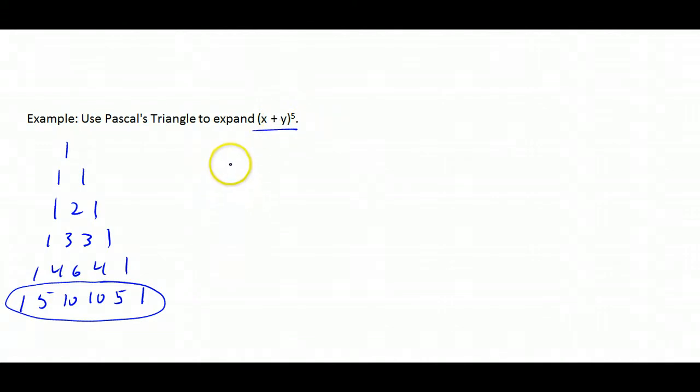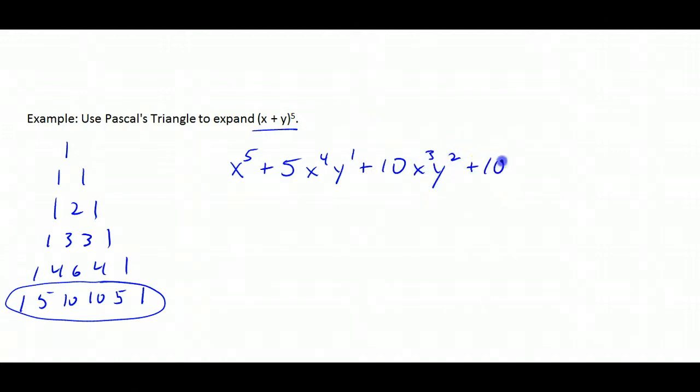So here we go. 1x to the fifth, y to the 0, plus 5x to the fourth, y to the first, plus 10x cubed y squared plus 10x squared y cubed plus 5x y to the fourth plus 1x to the 0 y to the fifth. So you see, I got all my coefficients straight off of Pascal's triangle.